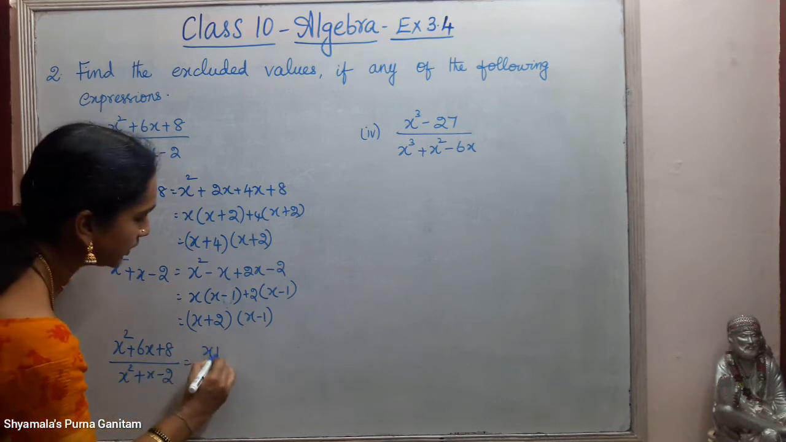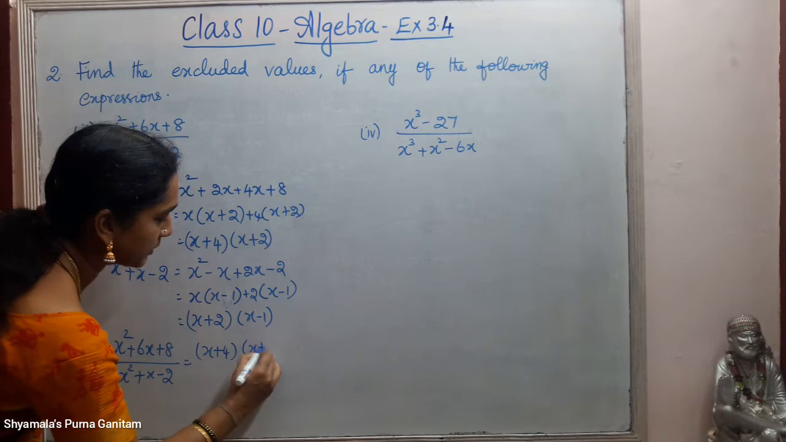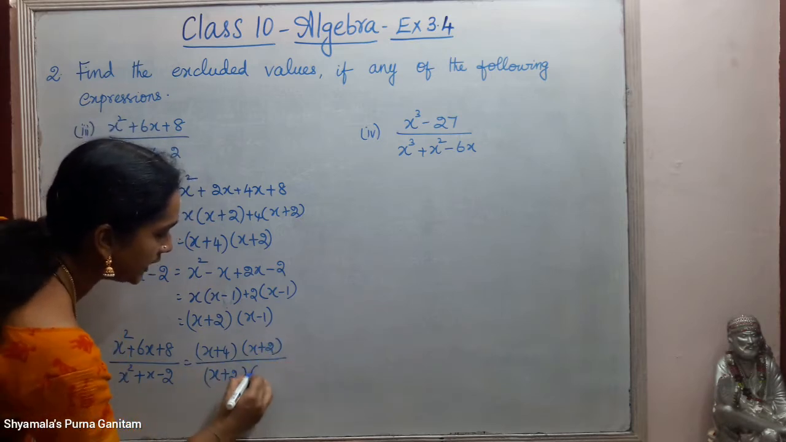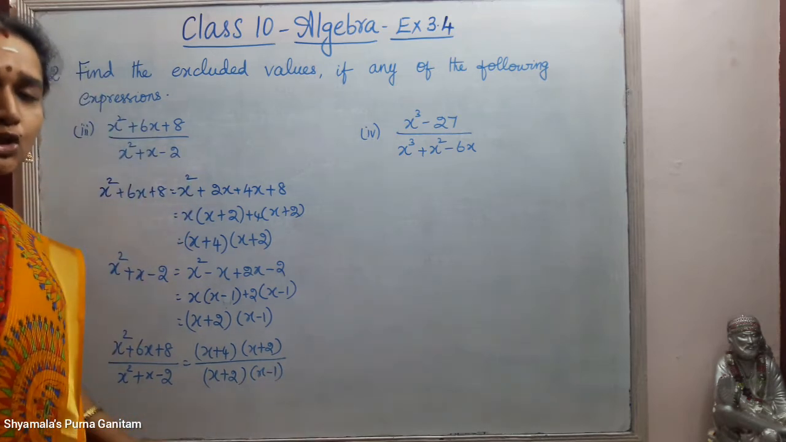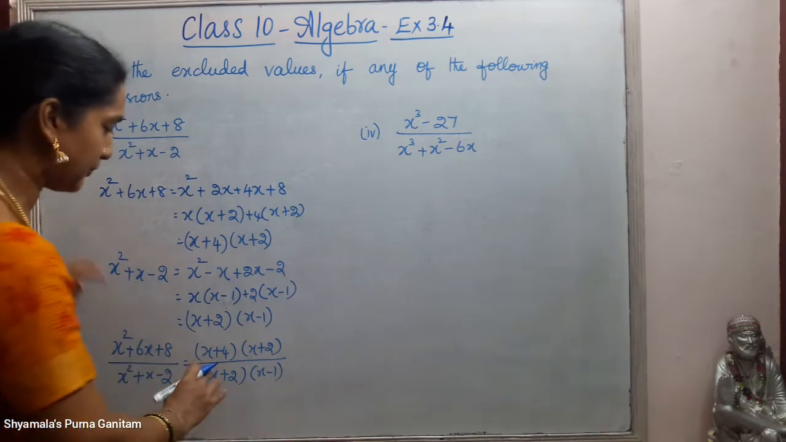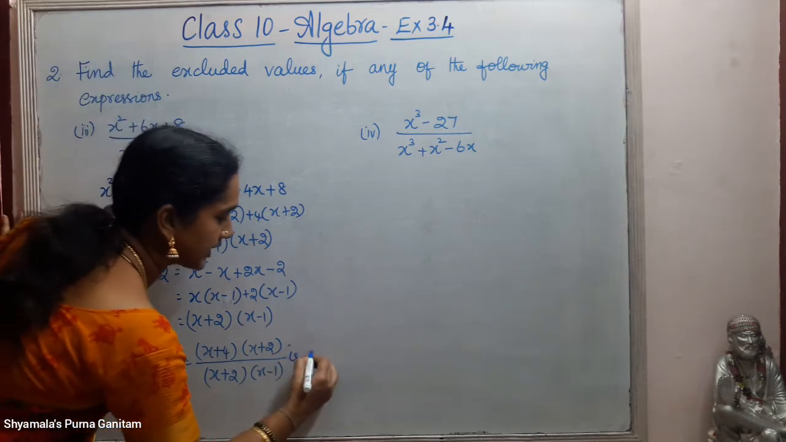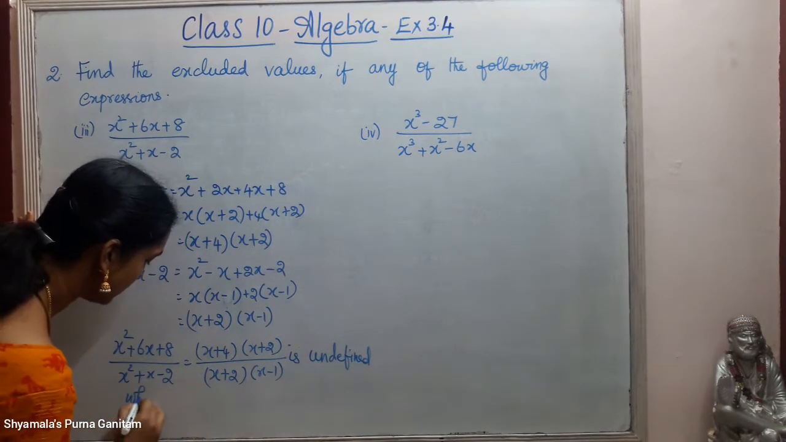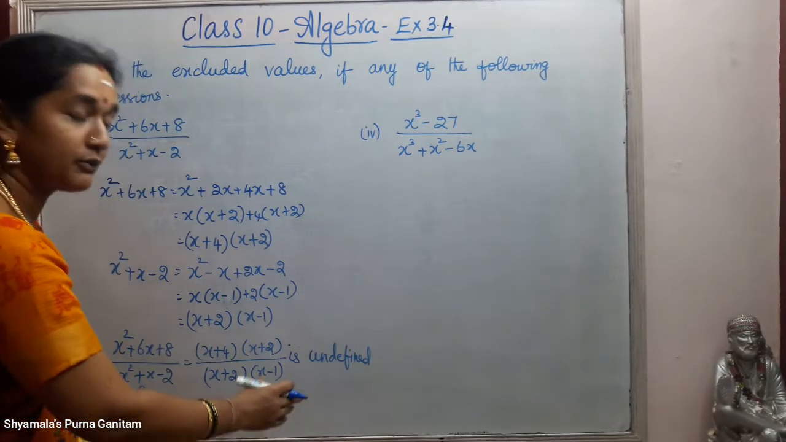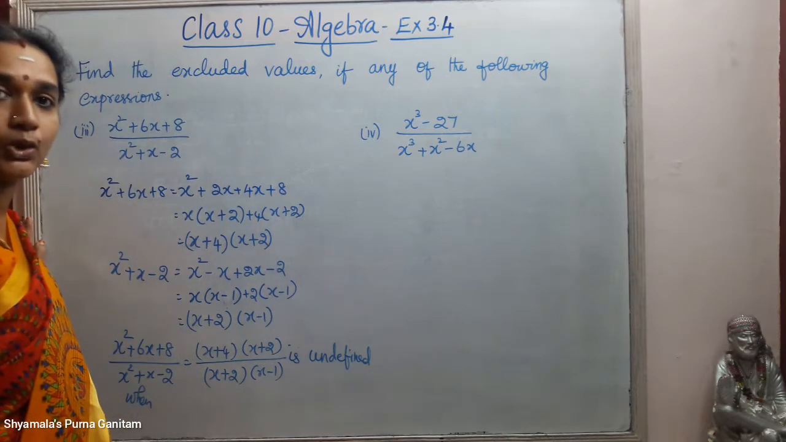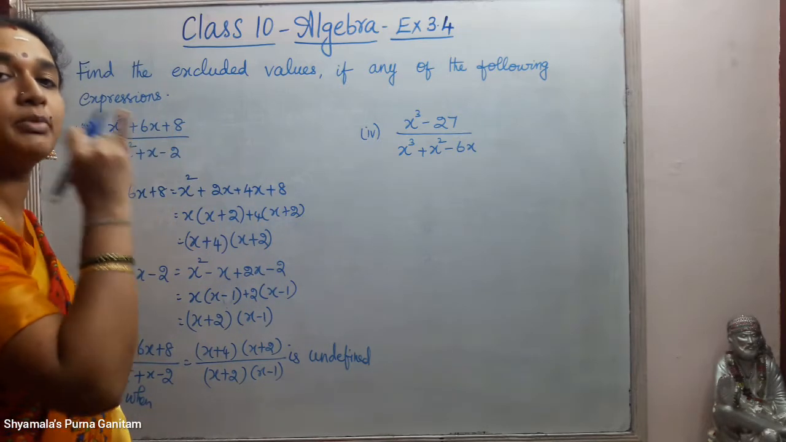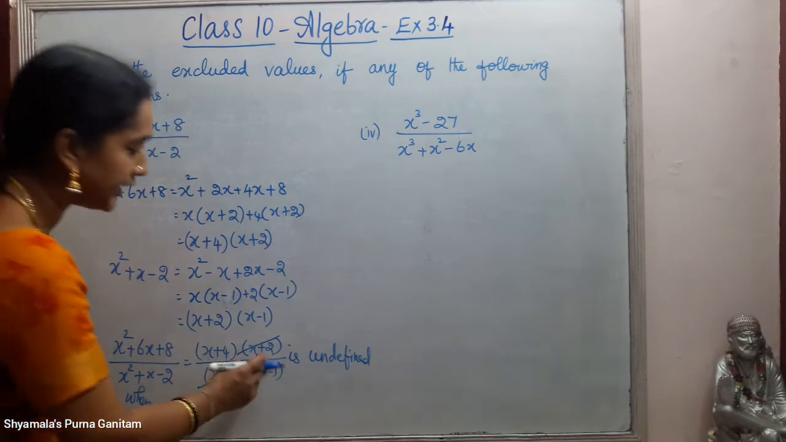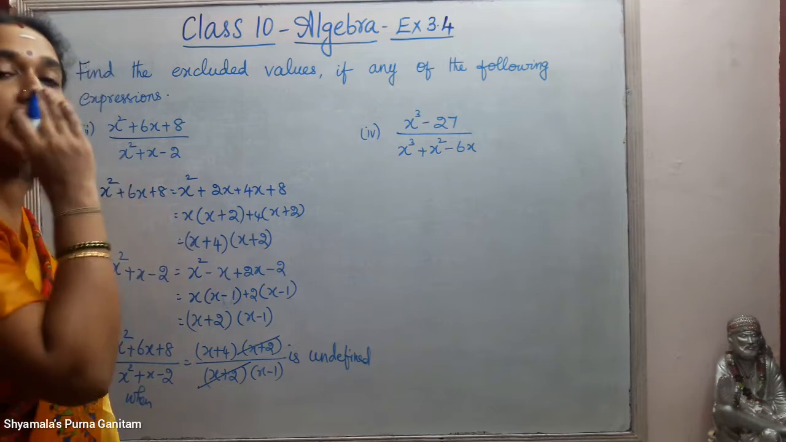So this is equal to x plus 4 into x plus 2 in the numerator, and in the denominator x plus 2 into x minus 1. The denominator is undefined when... So now for finding this excluded value, the first thing is it has to be in the reduced form. So x plus 2 and x plus 2 will get cancelled. So in the denominator we are having only x minus 1.